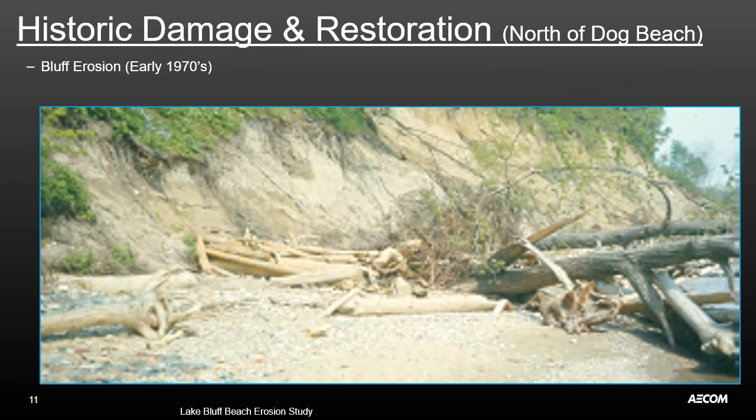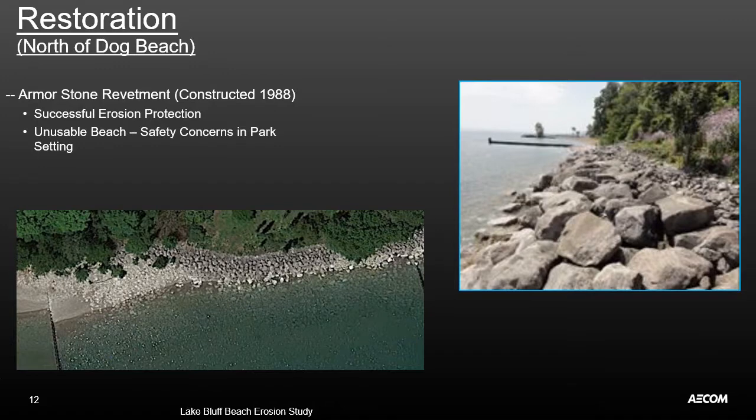This photograph was taken in the early 1970s of the area located to the north of the Dog Beach. And you can see the extensive erosion of the bluffs and the shoreline, as well as the downed trees as a result of the erosion. These recent photographs of the area north of the Dog Beach show armorstone revetment work that was completed in 1988 to protect the area of the bluff that had failed, as shown in the prior picture.